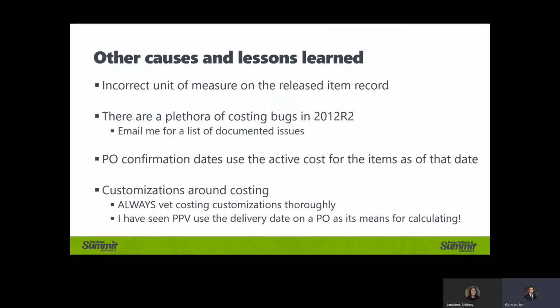The third one is the most common situation I've seen, where the PO confirmation date is used. What happens here is it uses the active cost for the items as of that date. So an example of that: let's say you have an item with a standard cost for 2018 and a standard cost for 2019, and there's a difference between the two. If your PO confirmation is sometime in 2018, then the calculation process will look to see what the active item price is for that specific item or group of items in 2018.